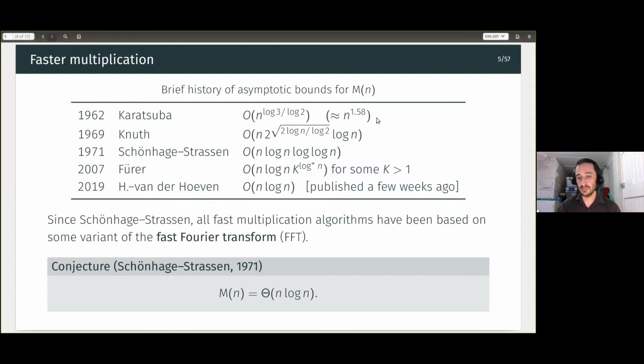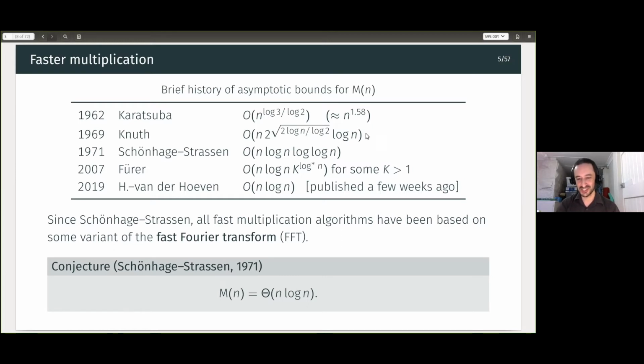And there were many improvements during the 1960s. I haven't listed them all, but the sort of pinnacle of this line of research was Donald Knuth. He gave this algorithm with this somewhat ugly-looking complexity bound. In fact, he didn't actually give a proof.